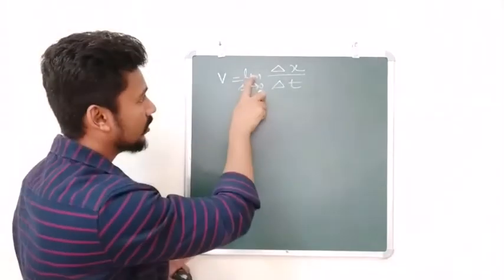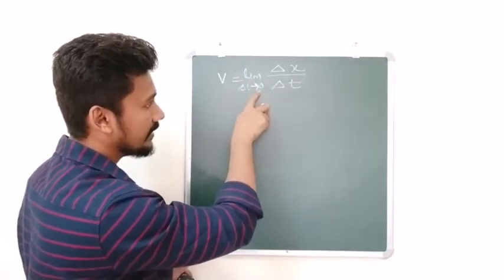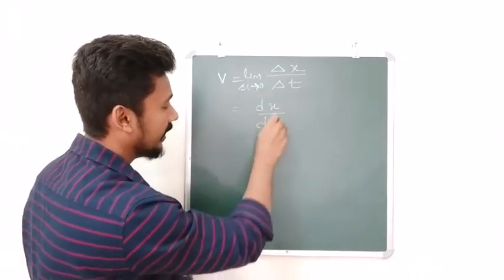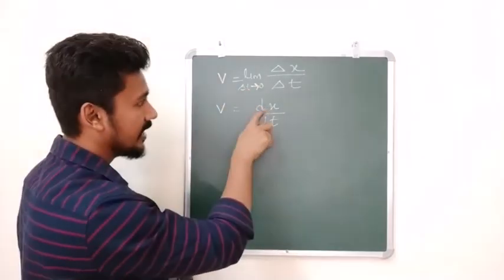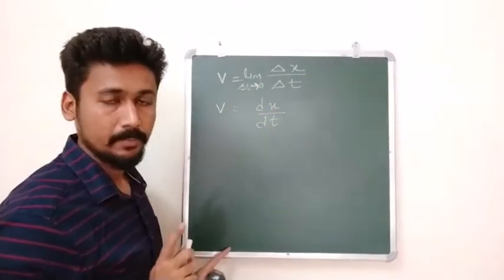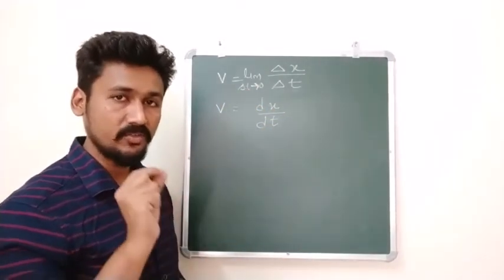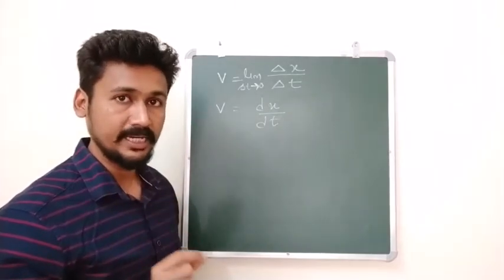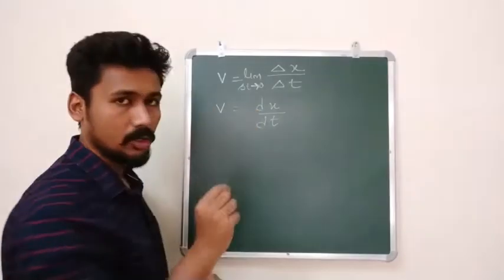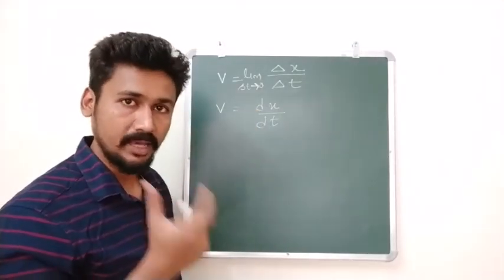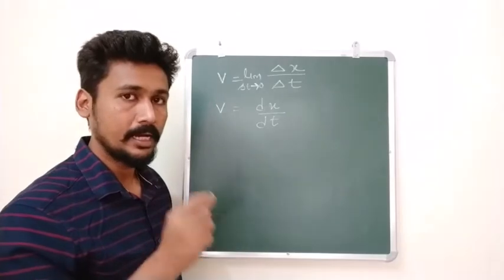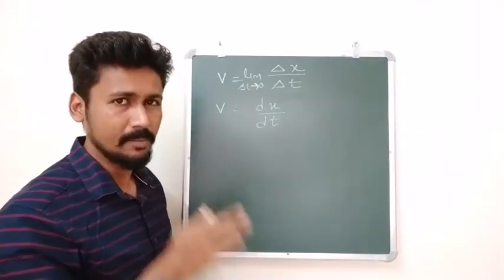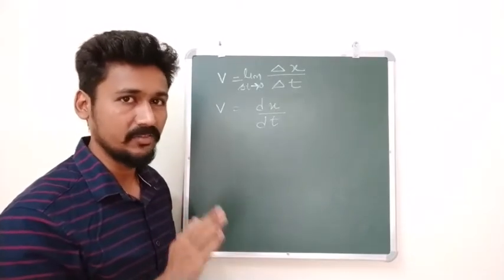And because it is the limit of delta x by delta t as delta t tends to 0, this can be written as dx by dt, that is the derivative of x with respect to time. Once again, the concept of derivatives and integration in much detail you are going to study in mathematics. Some of you may know it, some may not. Even if this looks difficult, don't worry, it is not very difficult. But here I cannot go into the theory of derivatives.